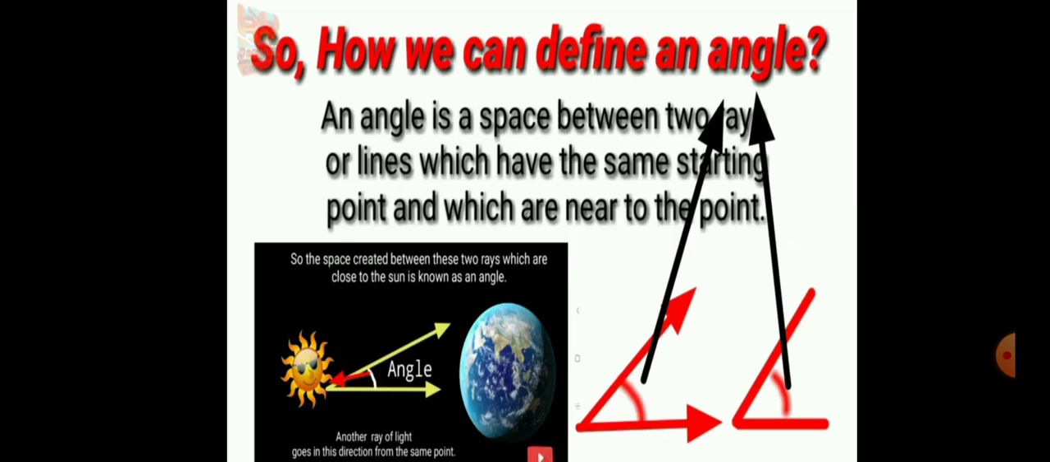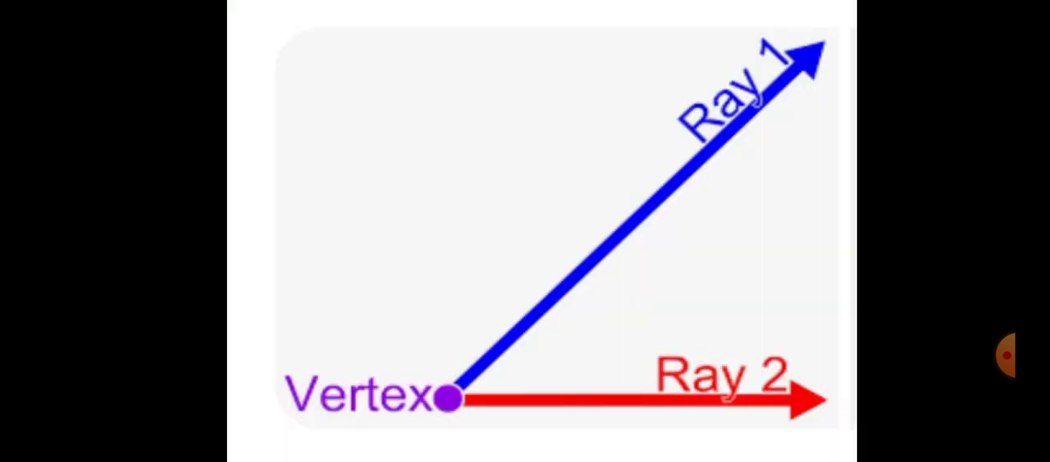So the question arises, what is an angle? An angle is a space between two rays or lines which have the same starting point and which are near to the point. Now here you can see two rays start from the same point and the figure formed is known as an angle, and the point where these two rays start is known as a vertex.